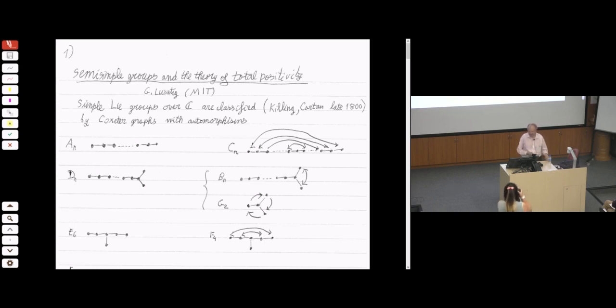I will talk about the simple Lie groups, and I will not assume that you know what they are. I will define them actually. So simple Lie groups were classified by Killing and Cartan, late 1800s. And they were classified by Coxeter graphs with automorphism.